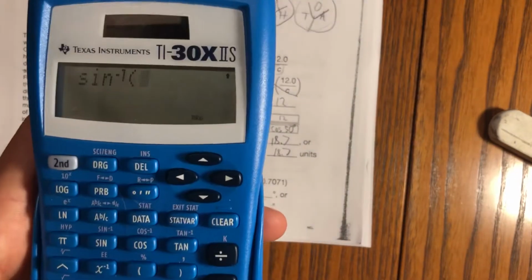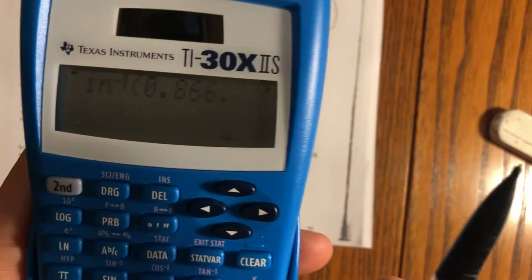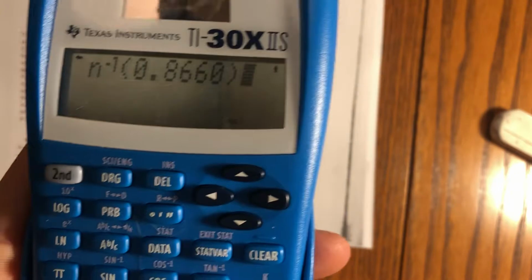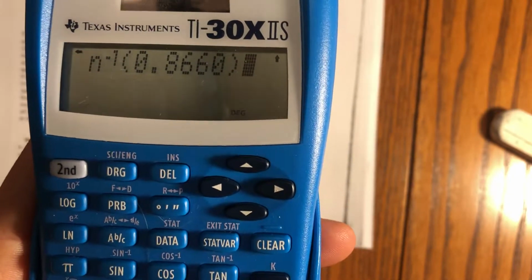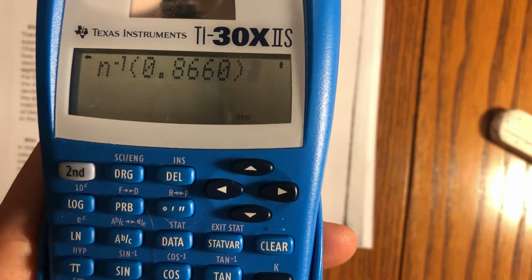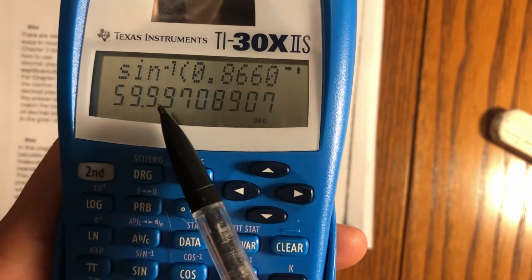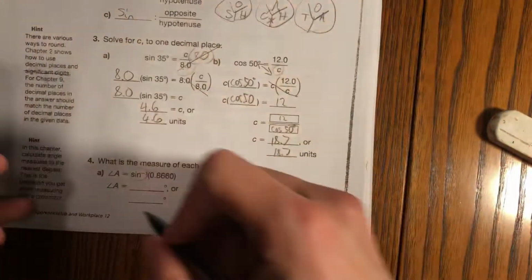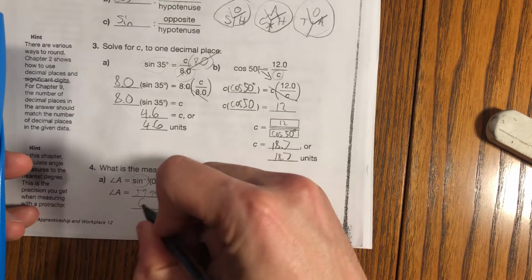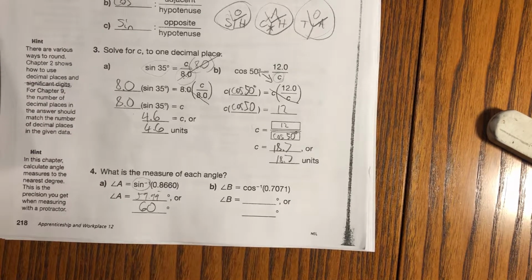And it's 0.8660. Close the bracket. After closing the bracket, I click equals, and it's going to give me a nice number, and it'll be a degree, like, there we go, 59.999. So that rounds to 60 degrees. So 59.99 rounds to 60 degrees, and that is a measure that we can use for a triangle.